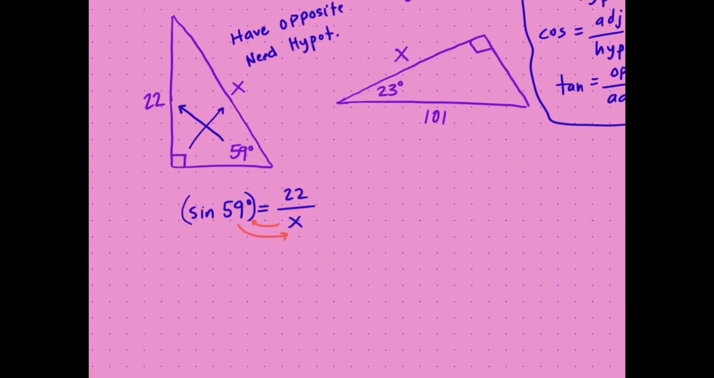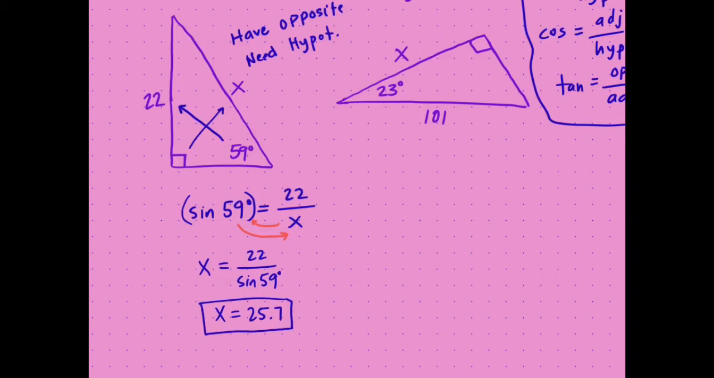But sine of 59, when you're working it around in an equation, needs to move around as one item. So I'm going to do x equals 22 over sine 59. I'll type that in and go 22 divided by sine 59, and I get 25.7. Let's round it off to 25.7.